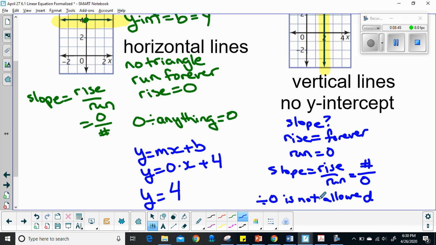So what can we do? We don't have anything for a slope. We don't have anything for a b value. All we know is if we look at this is that x is always 2. Well, so as an equation, I'm just going to be able to write that x is 2. And that's it. That is all you can write for a vertical line is what x is. So horizontal lines are whatever y is. Vertical lines are whatever x is. That's the only thing you can do.